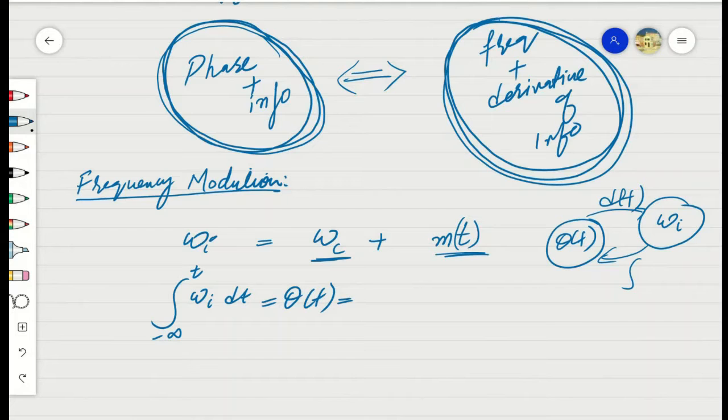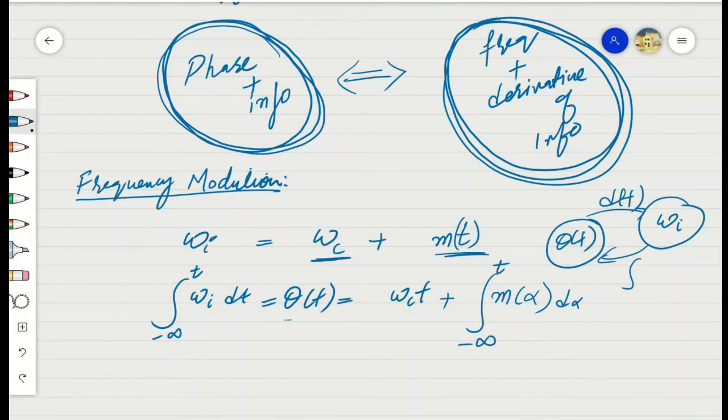Then if we take the integral of this equation, we obtain omega ct from the first part. If we integrate omega c over time from minus infinity to the current time instant, after substituting the limits, we obtain omega ct from the first part, while from the second part we will get the integral of m of t, where t is being used in the limits of the integral. So we use another variable here for the time for the integral.